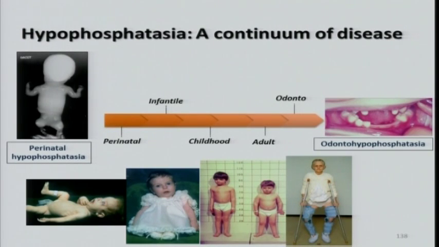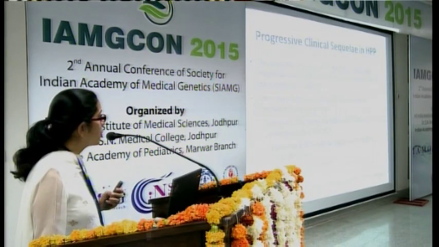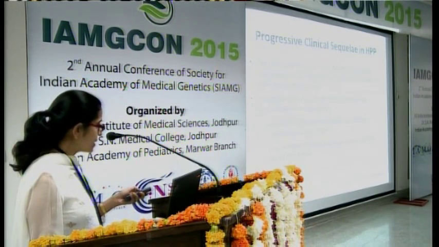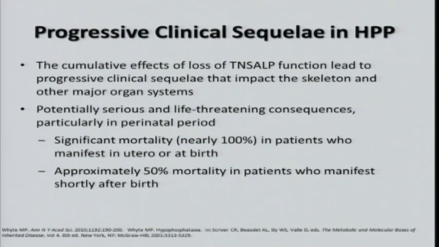So again, it's a continuum of disease. On one hand, you have the perinatal form, which is lethal, and then you have the infantile form, childhood, adult, and then primarily with early loss or premature loss of teeth. And so this concept is again that if you don't have this particular enzyme, you're going to have the clinical sequelae that impact the skeletal and other major organ systems. And so it's got significant mortality, nearly 100% of those who manifest at birth, and approximately a 50% mortality in patients who manifest shortly after birth.